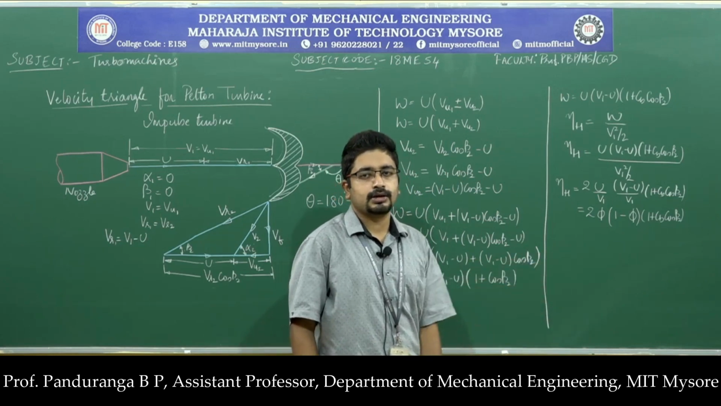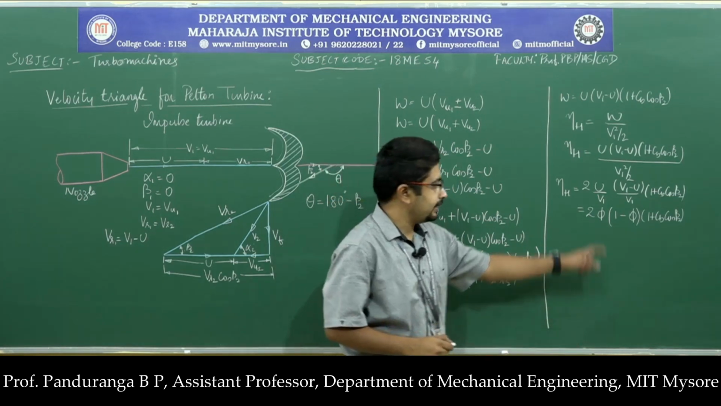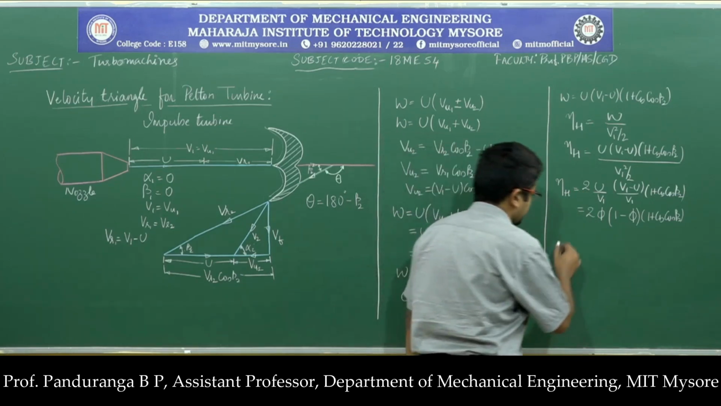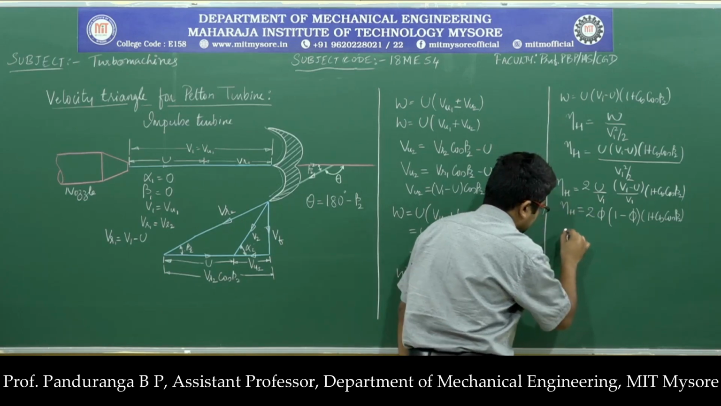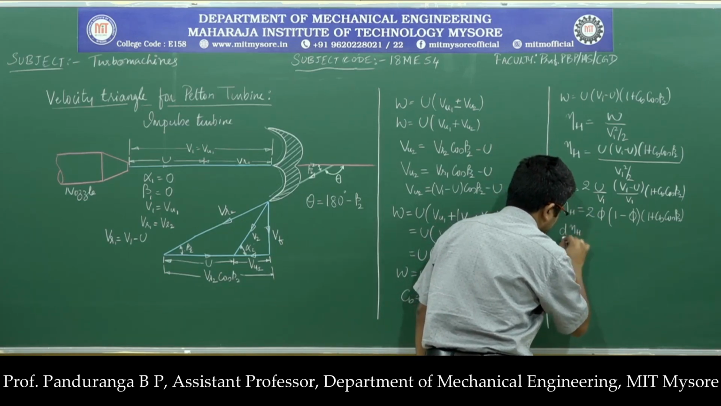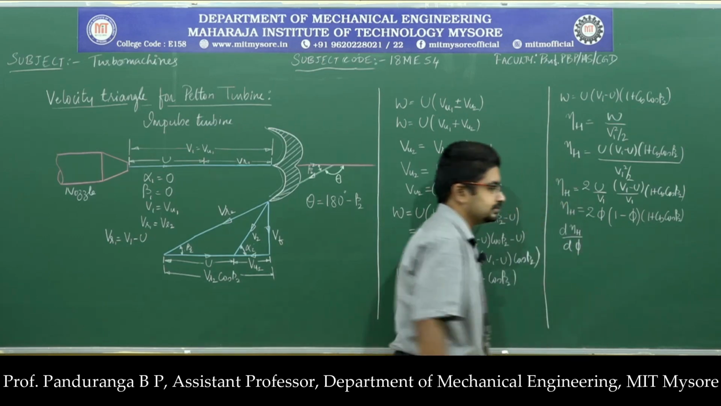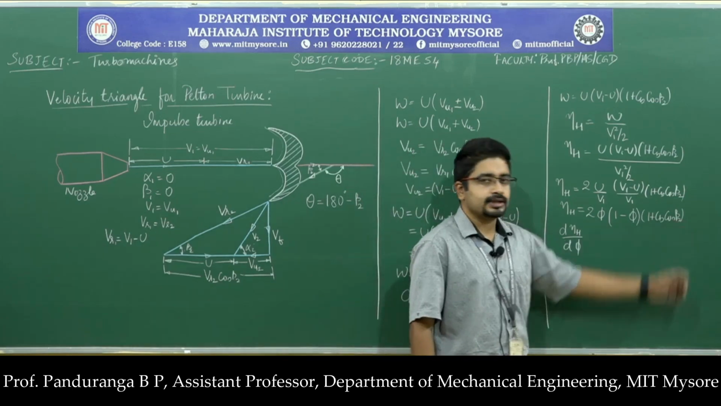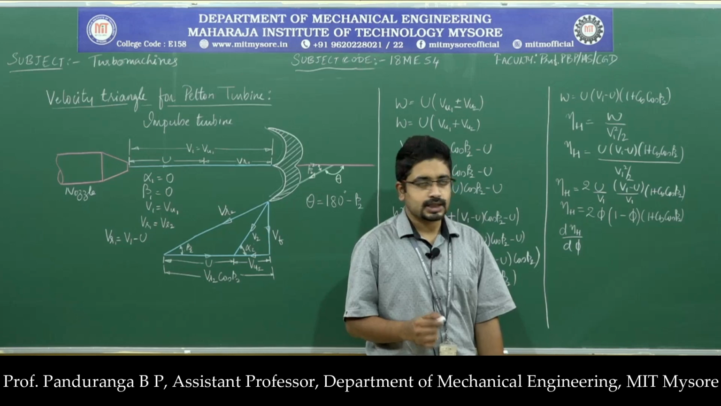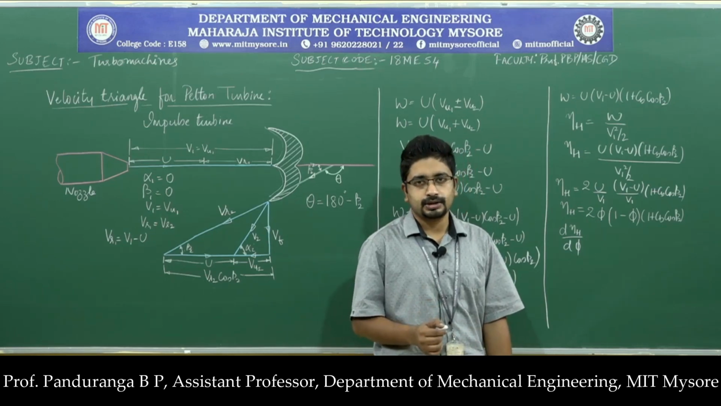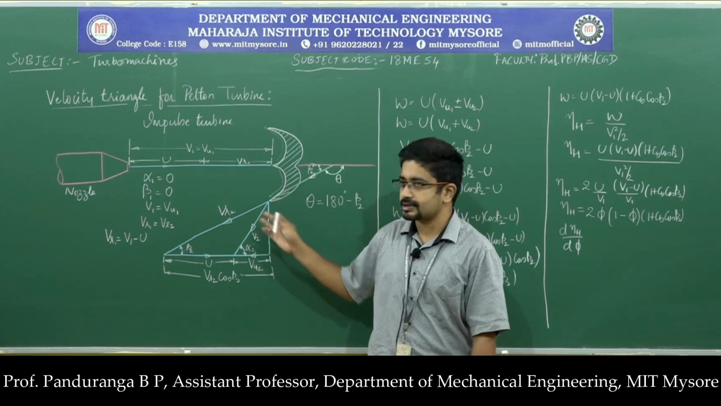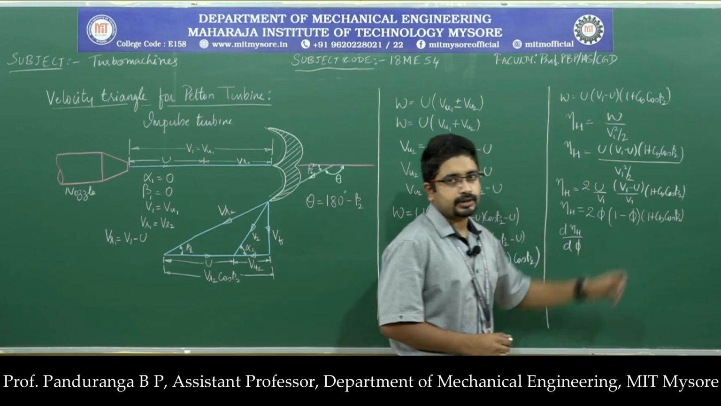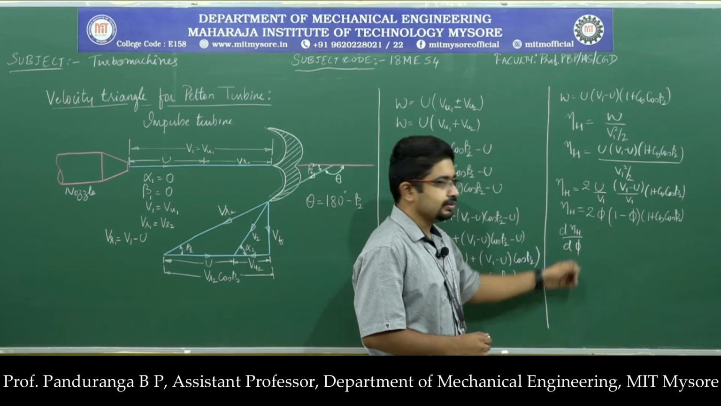Now I need to find out the optimum value of phi for which I will get maximum hydraulic efficiency. For that purpose I will differentiate eta h with respect to phi. I am keeping the other terms constant, that is CB and cos beta 2. I am keeping beta 2 as constant because we have fixed the design of the blade. Now to get the optimum value for hydraulic efficiency, I will differentiate the hydraulic efficiency with respect to phi.